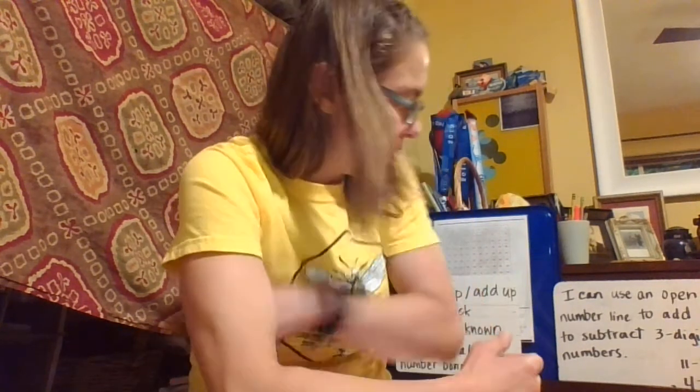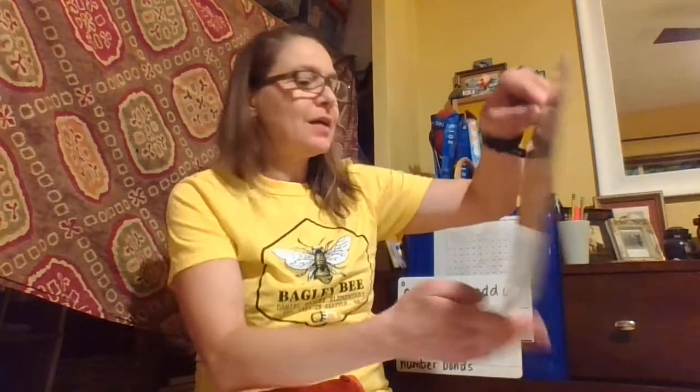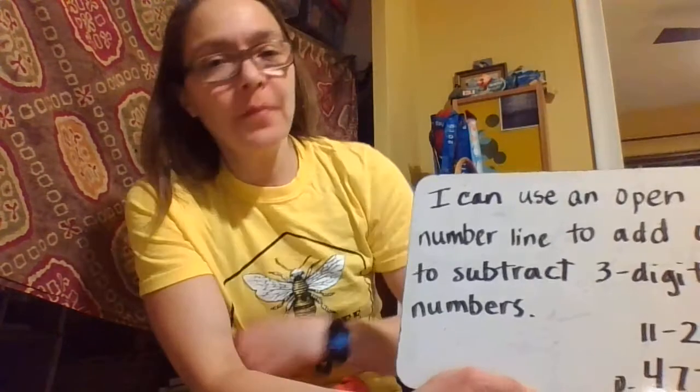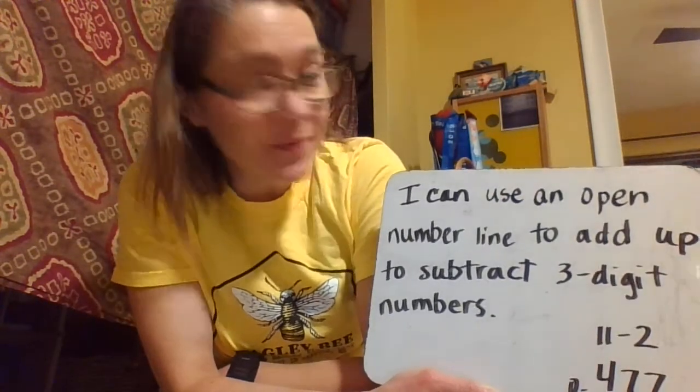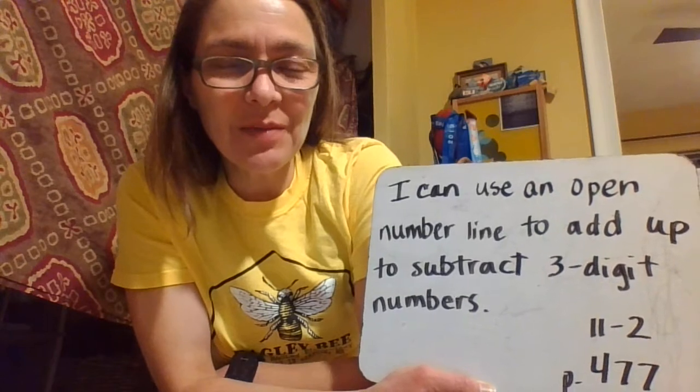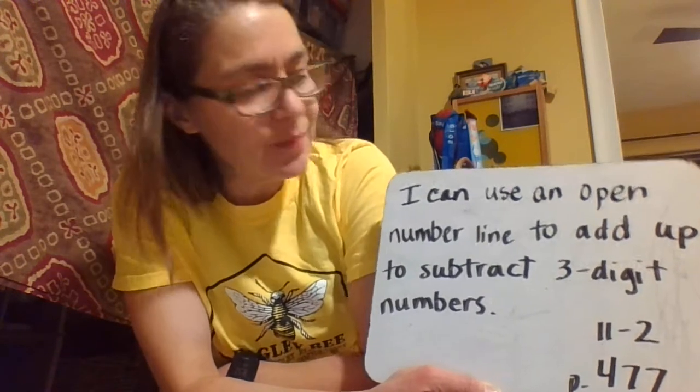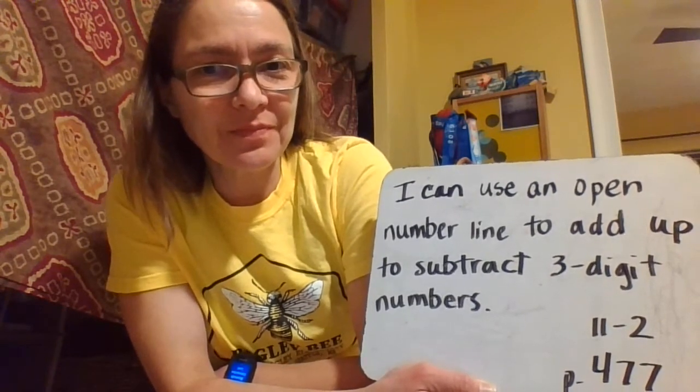It's good to be with you, and today we are continuing with three-digit subtraction. We are on the second lesson of Unit 11, so it's 11-2, and it's page 477 in your workbook. I have copied the I can statement here, and I will read it to you, and you could read it with me, or you can read along in your book on page 477.